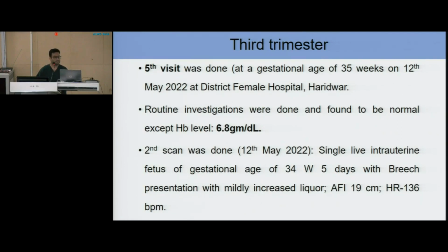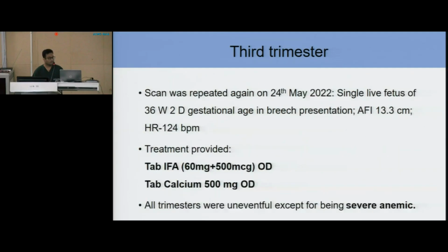Second scan was done on 12th May 2022, which showed single live intrauterine fetus of gestational age of 34 weeks 5 days with breech presentation with mildly increased liquor, with AFI 19 centimeter, heart rate 136 beats per minute. Scan was again repeated on 24th May 2022, which showed single live fetus of 36 weeks 2 days gestational age in breech presentation with AFI 13.3 centimeter and heart rate 124 beats per minute. Treatment was provided: tablet iron folic acid, 1 tablet daily, and tablet calcium 500 mg, 1 tablet daily. All trimesters were uneventful except for being severe anemic.